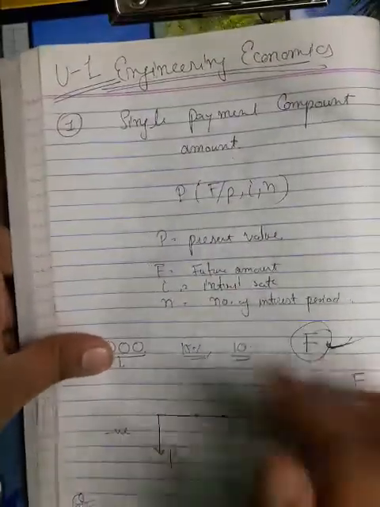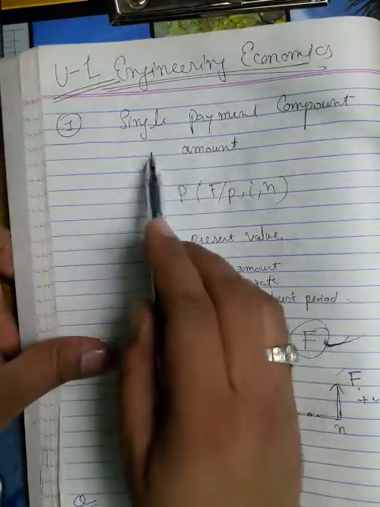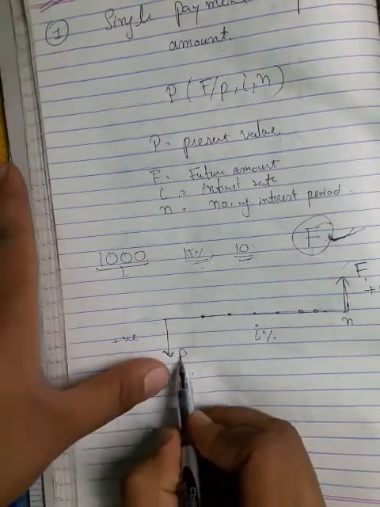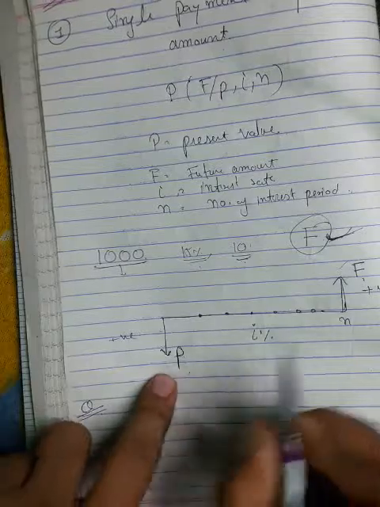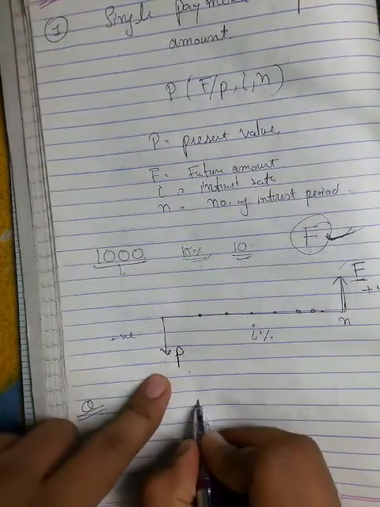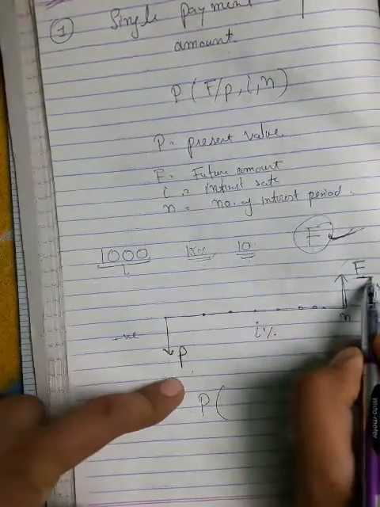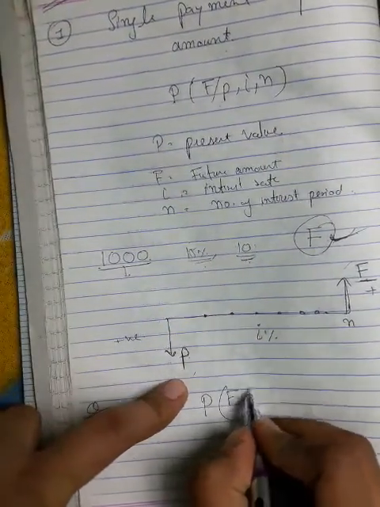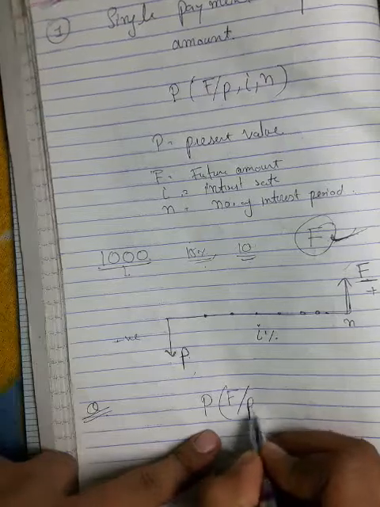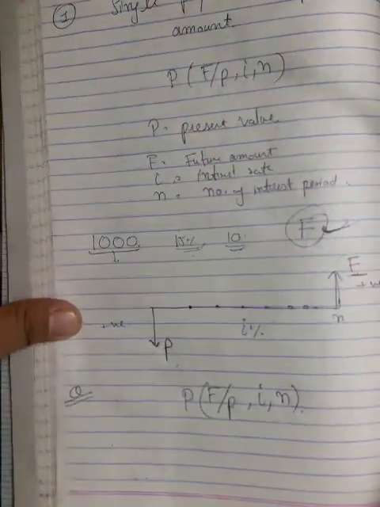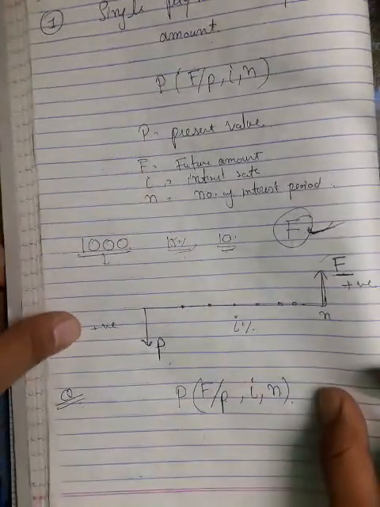One more thing you note here, how to write this format for single payment compound amount. It means that the present value you know, and the future value we don't know. So right here P, right bracket, future amount I don't know, F divided by P, where you know the P value, which is interest rate i and period n. Okay, now we will go to the next part.